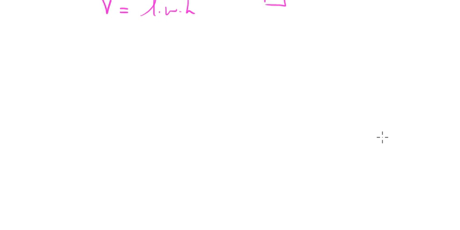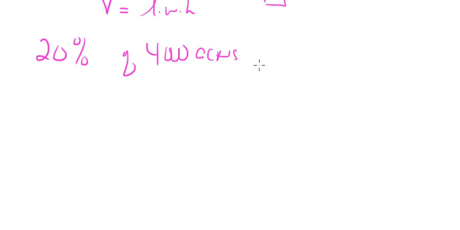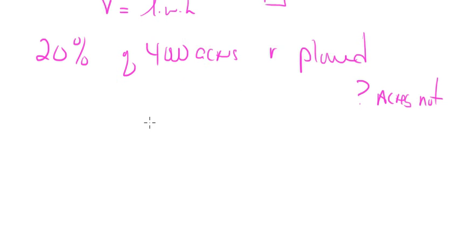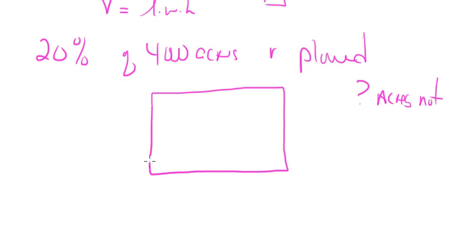Let's see if we can figure this one out. Here's our problem. 20% of the 4,000 acres are plowed. How many acres were not? Can we do a ratio box with that? Let's see. Our book is not showing a ratio box for the answer, but I'm curious to see if we can do a ratio box for it.